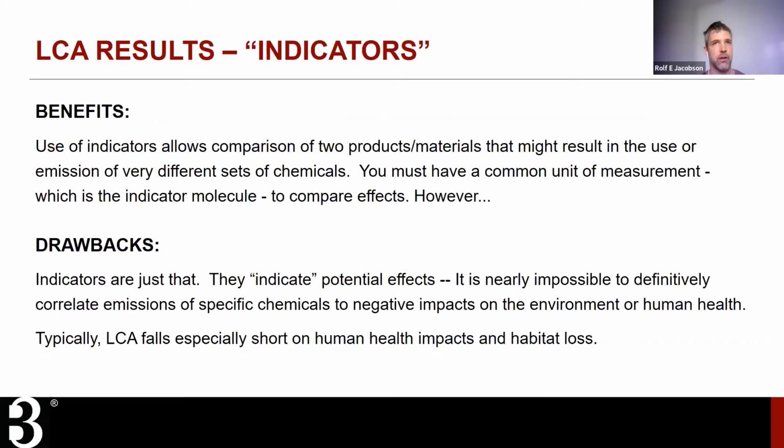So again, the benefit of using the indicators is going to allow for comparison of two products or materials that might be quite different, might have quite a different LCI or list of emissions. But they are just that. They are indicating potential effects. It's really hard, of course, to definitively track the emissions of a certain chemical back to, you know, somebody got cancer because of this particular chemical that was emitted as this piece of drywall was made. Of course, that's quite difficult. So they remain indicators.